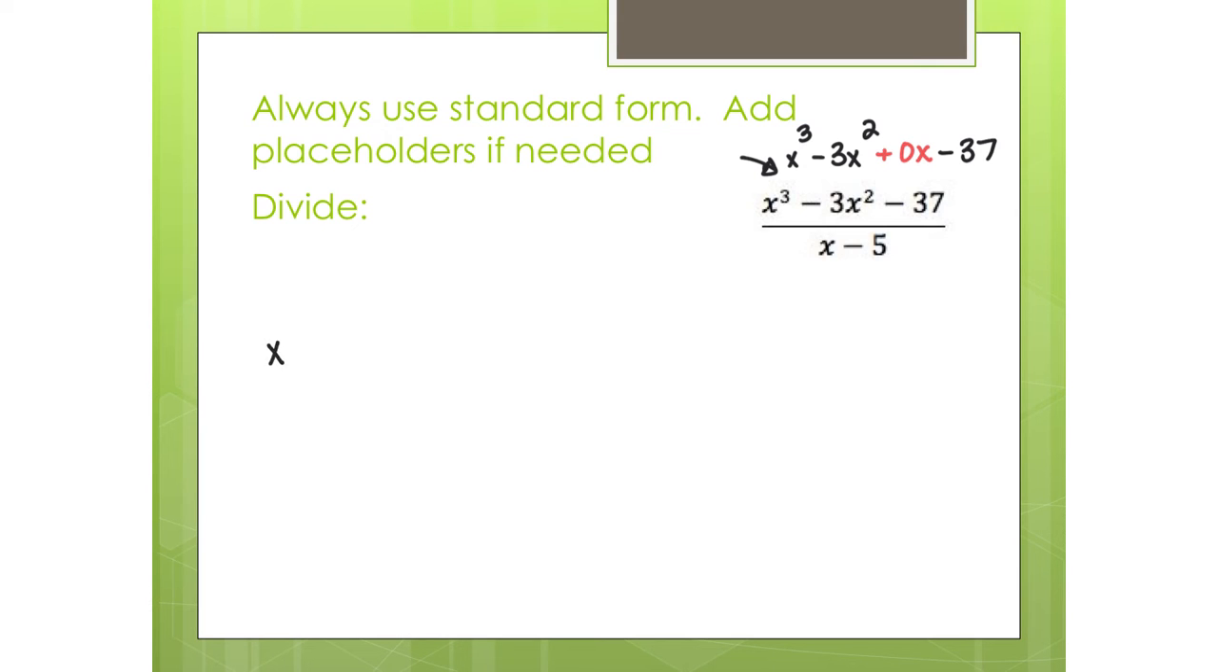So we're going to put our divisor, which is x minus 5. Then we'll put our numerator, remembering to use that 0 for the placeholder.